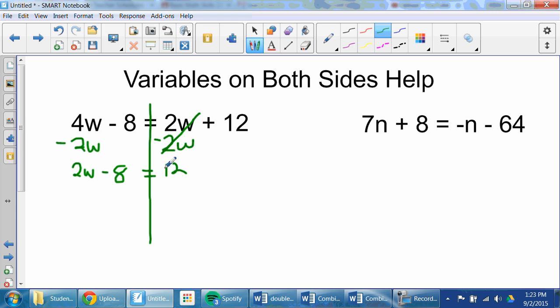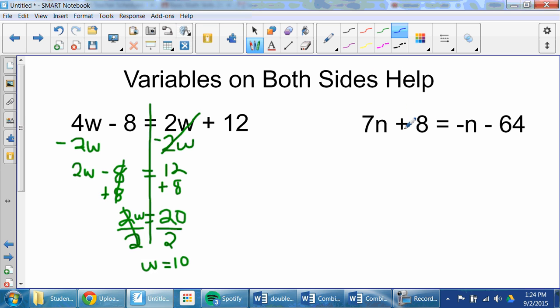Now this is a two-step equation just like we've been doing for weeks. Here I add 8. I'll isolate my variable. My variable is 2w. Add 8. I get 2w equals 20. It says 2 times w equals 20. I've got to divide to do the inverse operation there to both sides. And I get w equals 10. Okay? Alright.